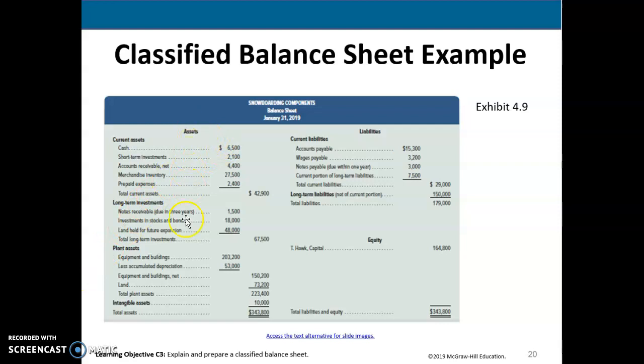Before, we just had all of our assets listed and a total, and our liabilities and our equity. Now we're just breaking it down into current assets, long-term investments, and then plant assets. And then you see the other intangible, which we won't see a lot of in our examples until we get to chapter 10. But just to make you aware that this is how the format changes. We just break it down into different categories.